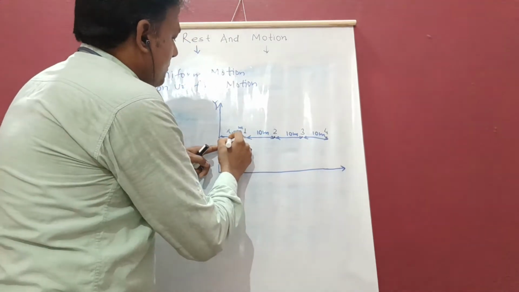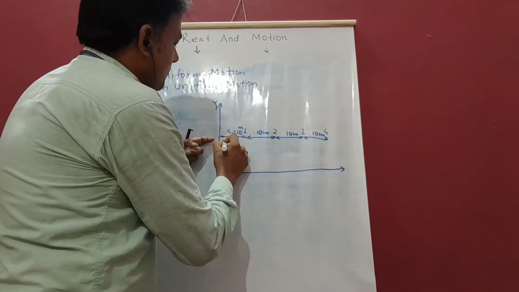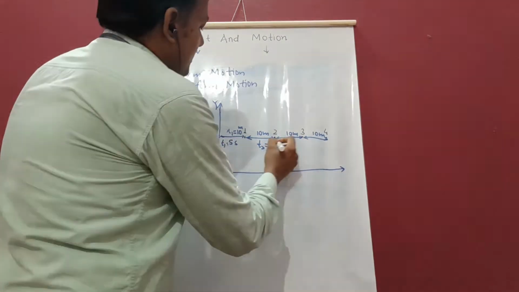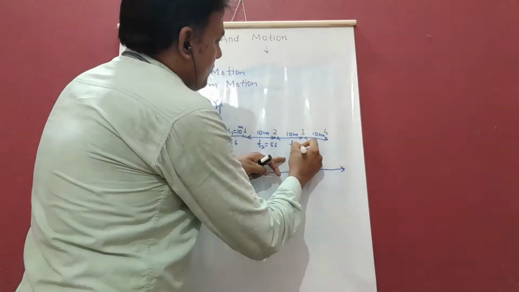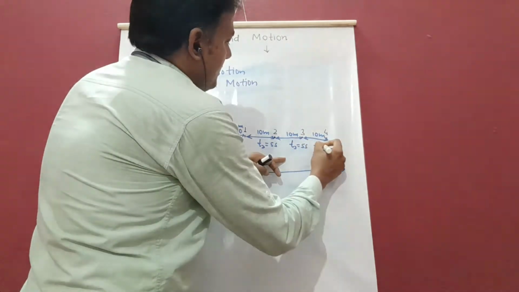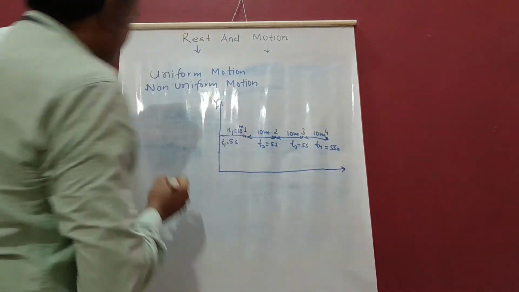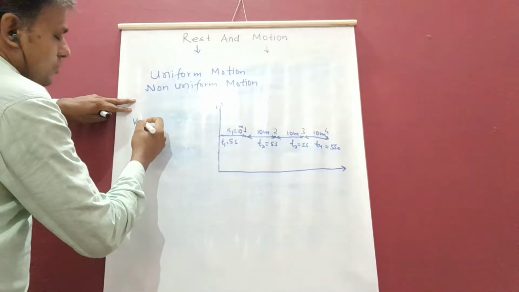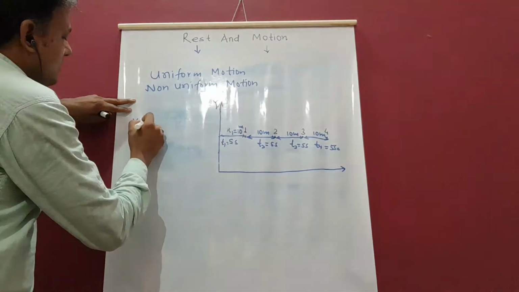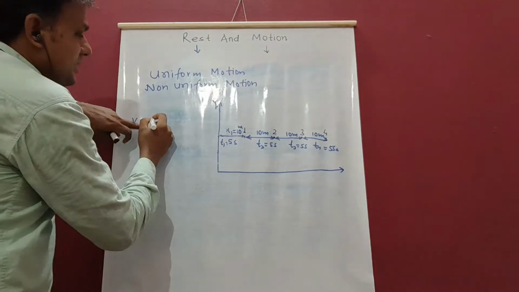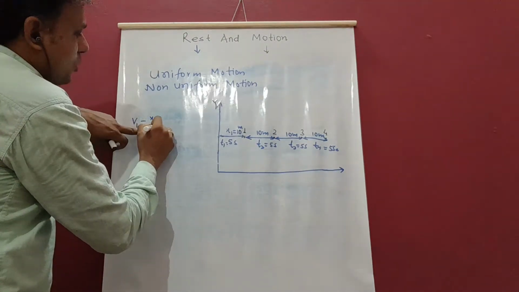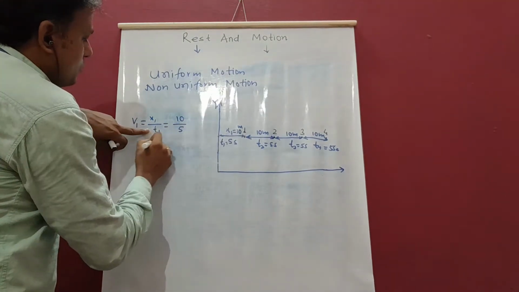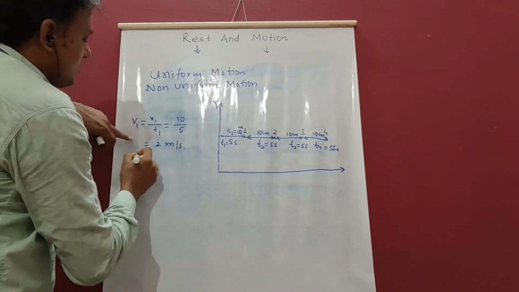And the times are t1 equal to 5 seconds, t2 equal to 5 seconds, t3 equal to 5 seconds, and t4 equal to 5 seconds. Then if you want to find out the velocity, or in this case the magnitude of the velocity, that is speed, it is x1 upon t1, means 10 upon 5 equal to 2 meter per second.